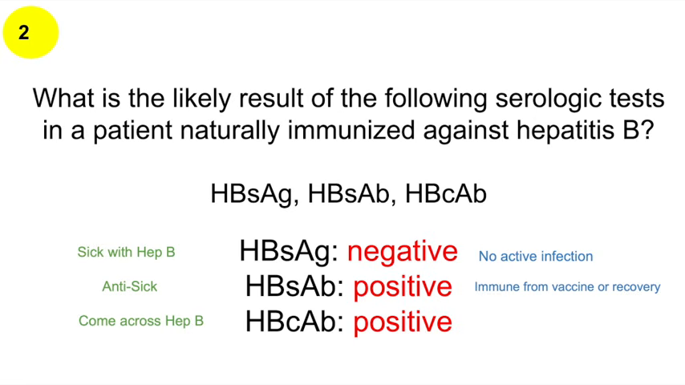So in a patient that is naturally immunized against hepatitis B, you would see positive hepatitis B surface antibodies, means that they're anti-sick, so they have some sort of immunity going on. And the hepatitis B core antibody would also be positive because that's referring to the previous infection that they had that made them naturally immunized right now. Now let's move on to the brand new question. What is the likely cause of the following serologic test results?